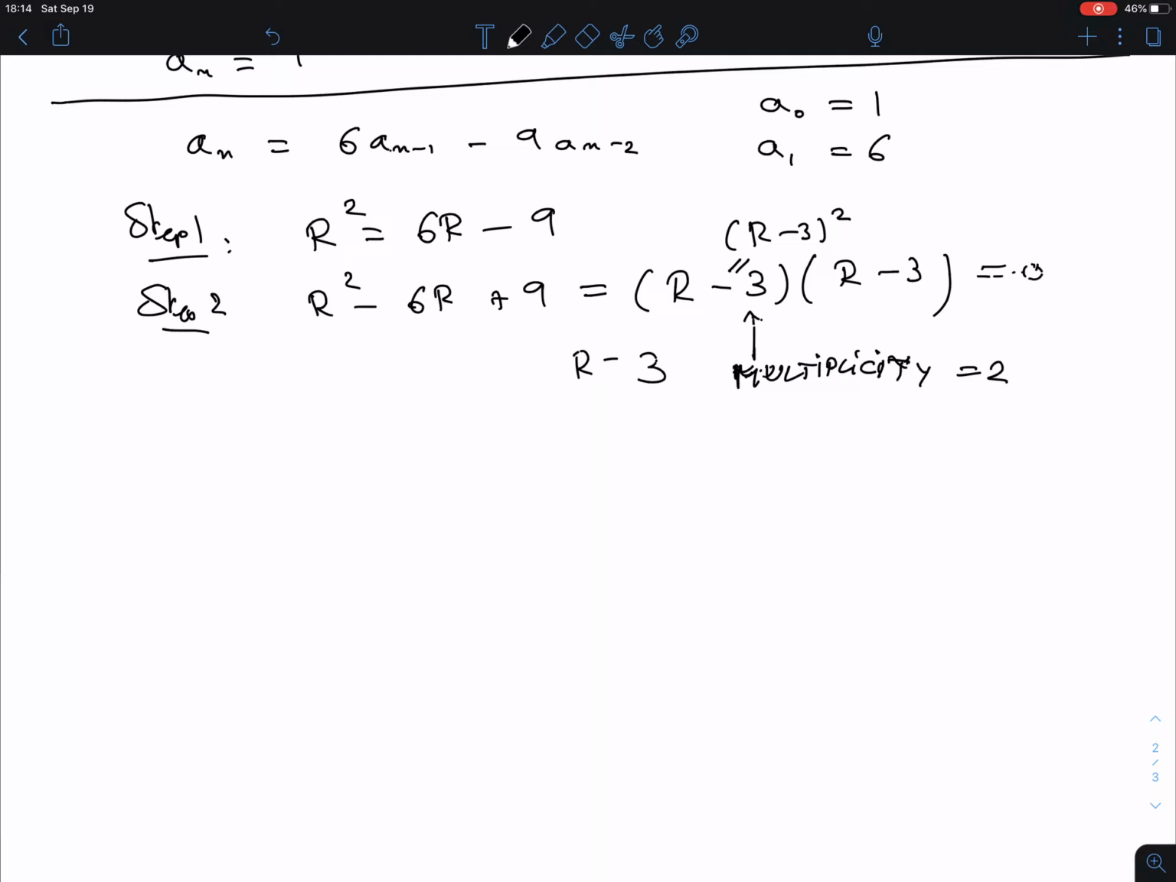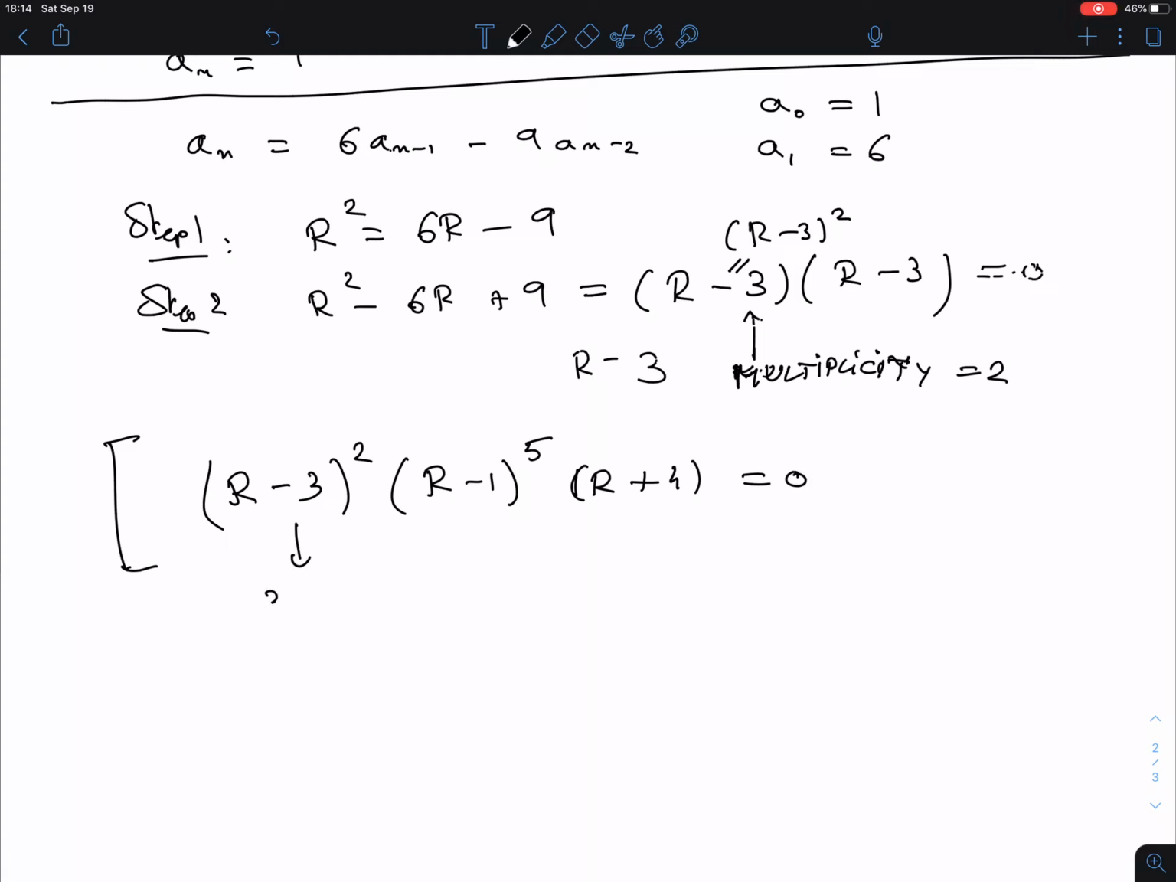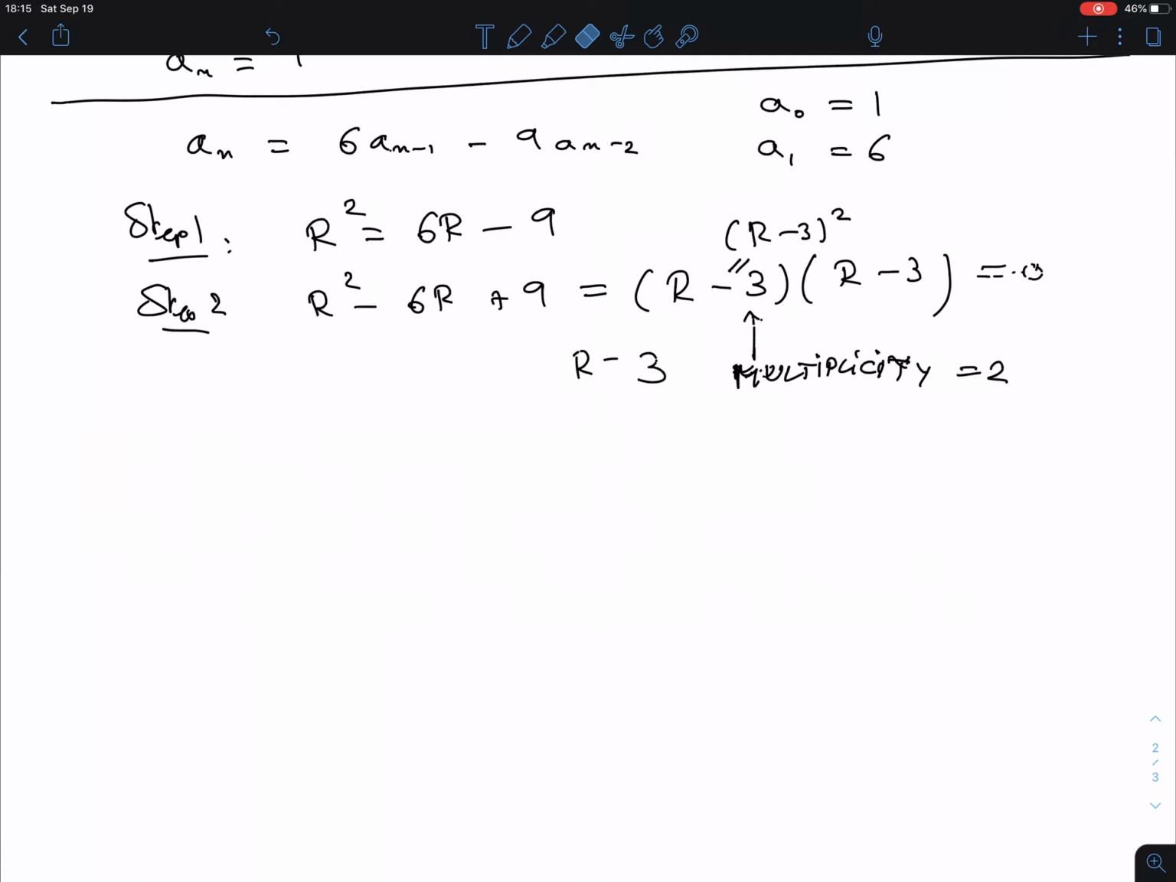Okay, so for instance, I'm going to come back to the question, but suppose more generally you have a recurrence relation and it looks something like this after you factor. What are the multiplicities? So 3 would have multiplicity 2, 1 would have multiplicity 5, and minus 4 would have multiplicity 1, because there's only power 1 for that. Okay, and that's important for what I'm going to say next, but I'm not going to do very general cases like this. So let's go back to this case here.